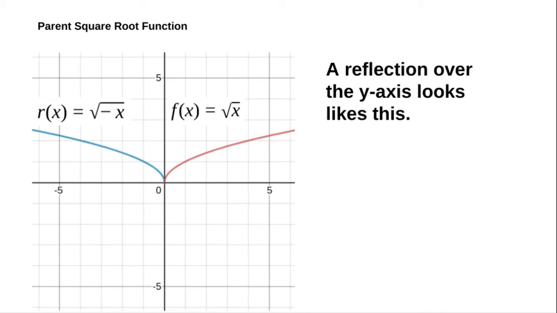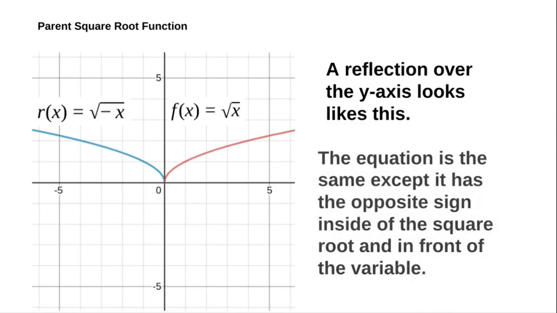And remember, when you're dealing with a square root function, you can have a negative next to a variable. You just can't have a negative actual number. And we'll discuss that in later videos. So the equation, when you're reflecting a square root function over the y-axis, is the same, except that it has the opposite sign inside of the square root and in front of the variable.